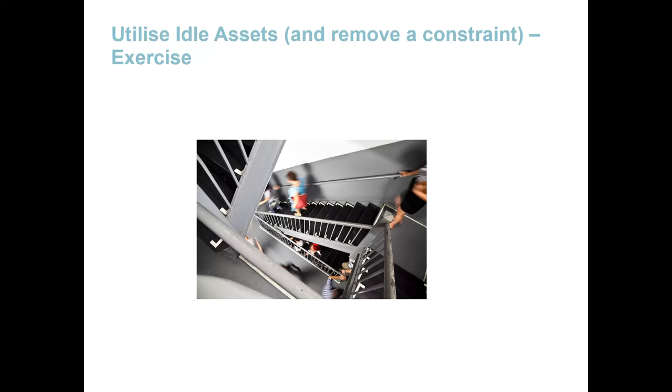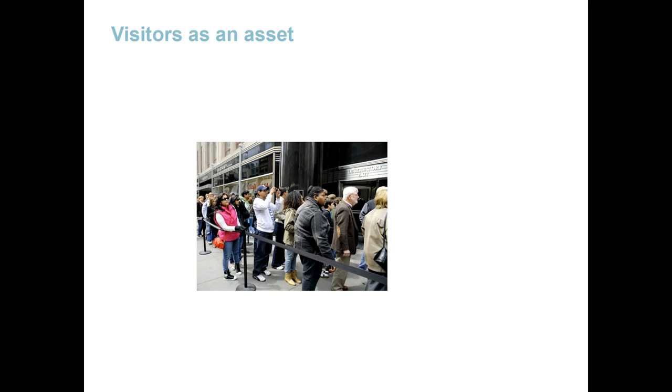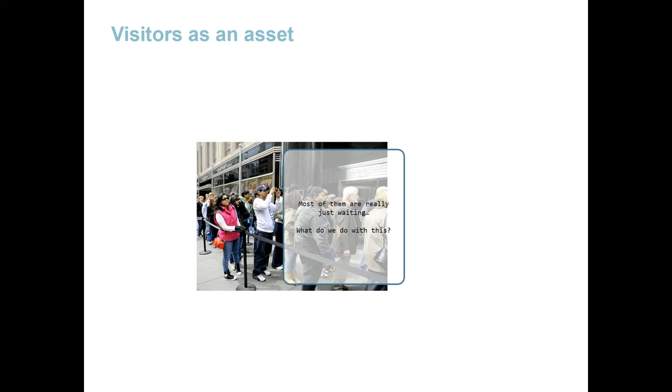And a third example as a hidden asset is, of course, you could view all the visitors visiting the Empire State Building as an asset that brings to bear lots of skills, experience, finances, whatever it may be, and you have access to their time while they're in your building. So the question might be, a lot of them are just waiting a lot of the time. Can we possibly identify value models where we could tap into this?